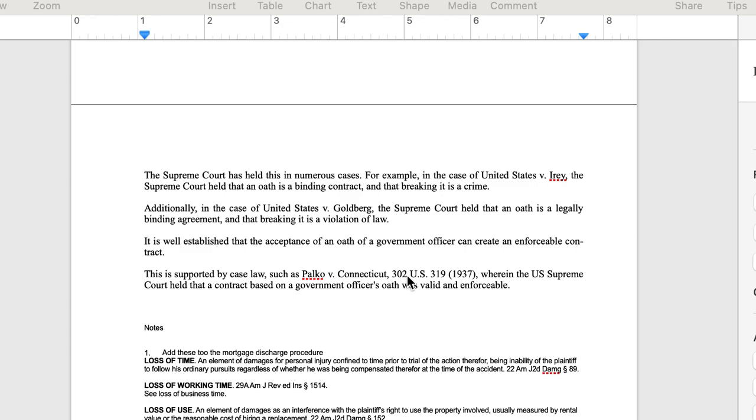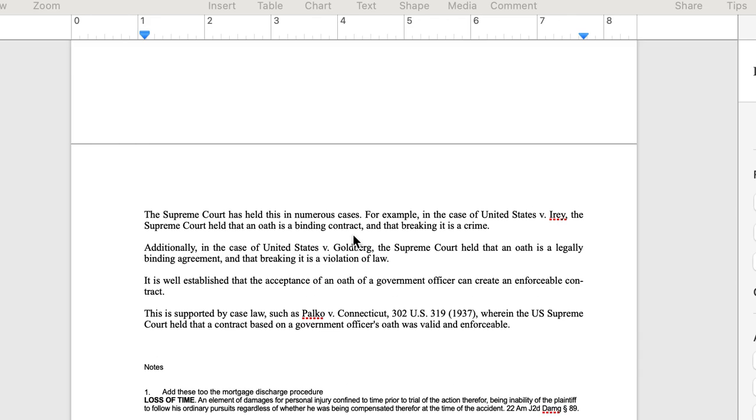So we're not even talking about equity now. Now we're back into the law. This is something to pay attention to, right? It is well established that the acceptance of the oath of a government officer can create an enforceable contract. This is supported by case law such as Palko versus Connecticut, 302 U.S. 319, 1937, where the U.S. Supreme Court held that a contract based on a government officer's oath was valid and enforceable.